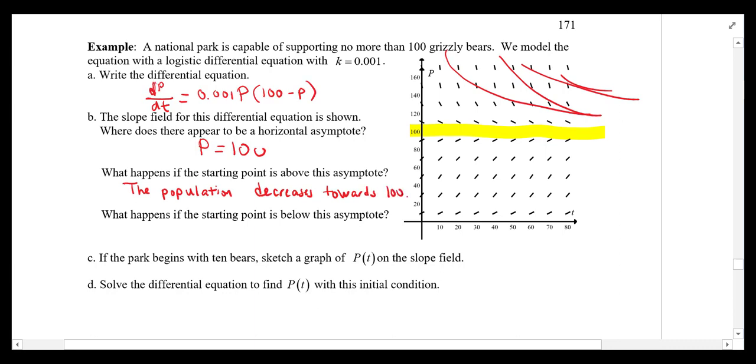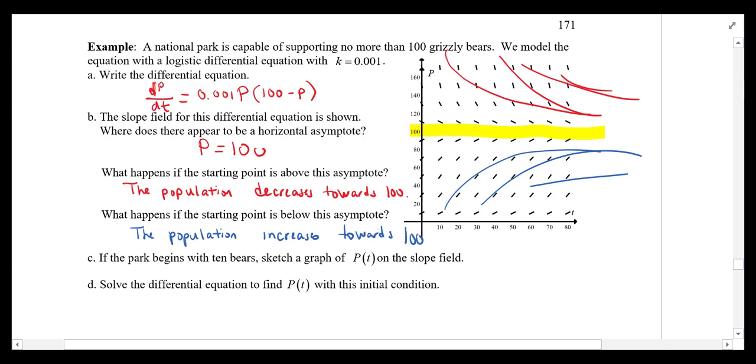And what happens if the starting point is below? Hmm. It looks like it goes and it increases. So the population increases toward 100.